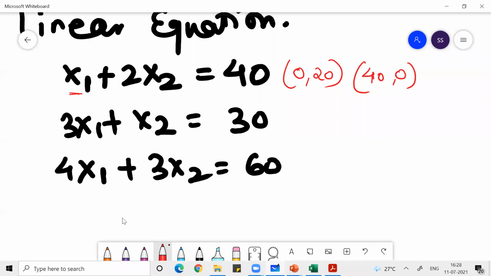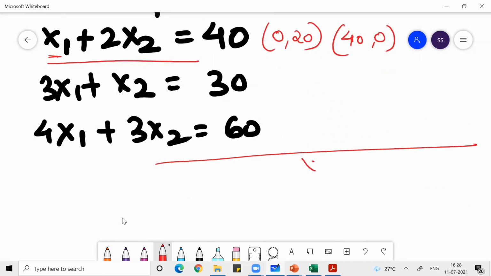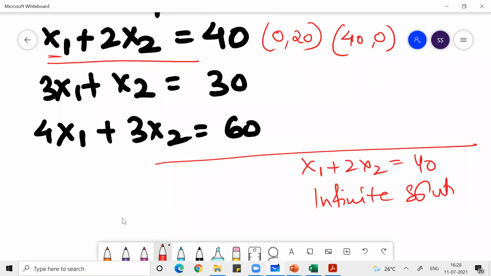Sir, how are you taking the values, like 0 and 20? Understand one thing. This equation x1 plus 2x2 is equal to 40 has infinite solutions. This is a 10th board Karnataka SSLC question, and it is coming for this exam also. They'll give you a linear equation, and if I ask how many solutions it has, it has infinite solutions. You can put any value of x1, you will get the simultaneous value of x2. You can put any value of x2, you will get the simultaneous value of x1.